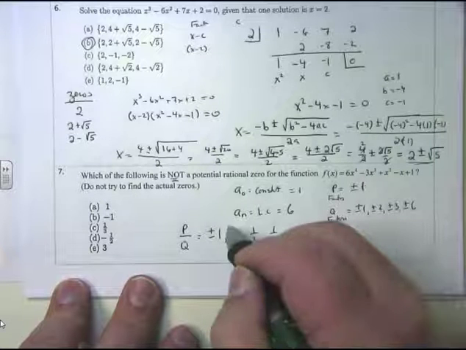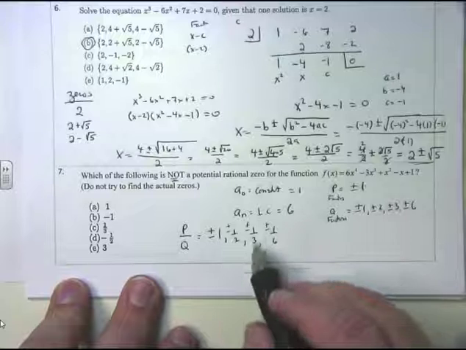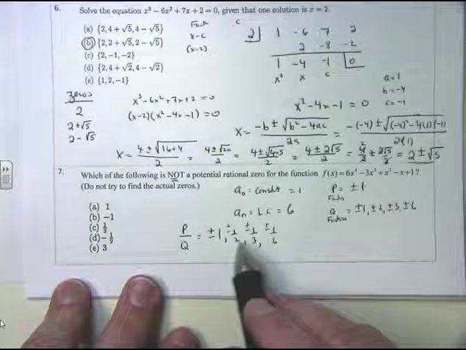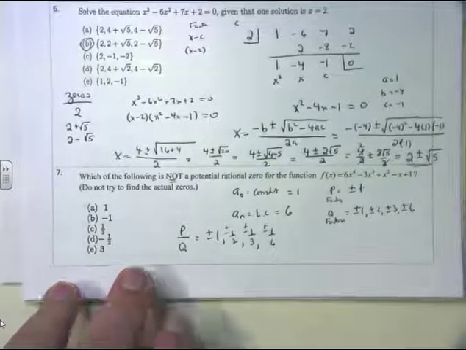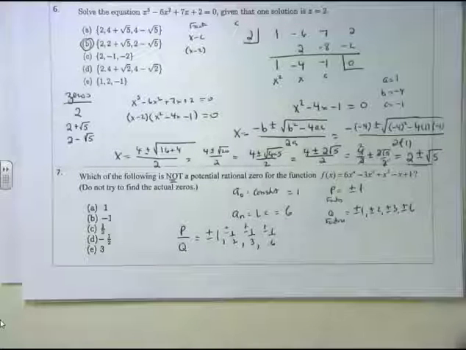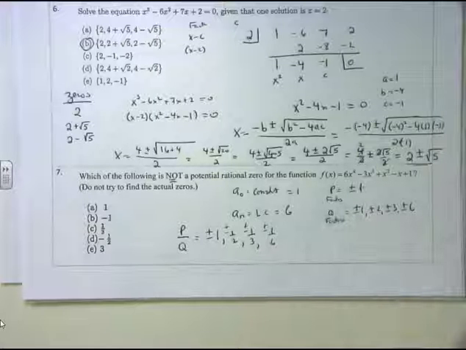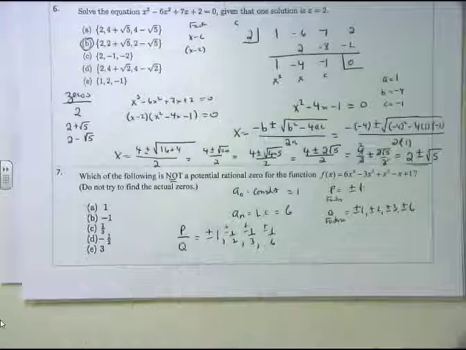So it's plus or minus each one of these: 1, 1/2, 1/3, and 1/6. So 1, 2, 3, 4 times 2 for the plus or minus. It's actually 8 possible rational zeros. The fact is this polynomial has at most 4 of them. So this is the list of the rational zeros we can get.